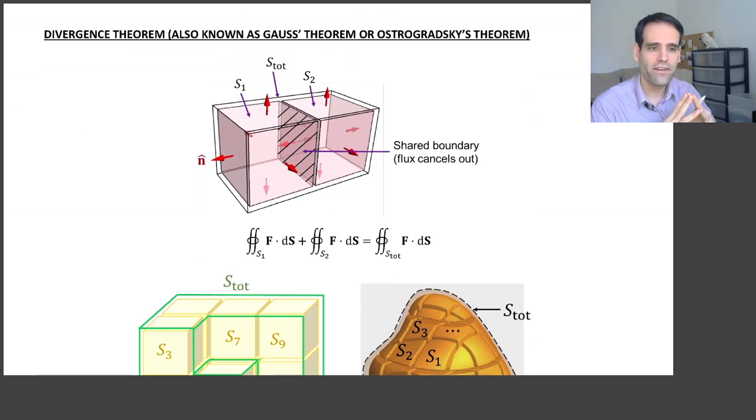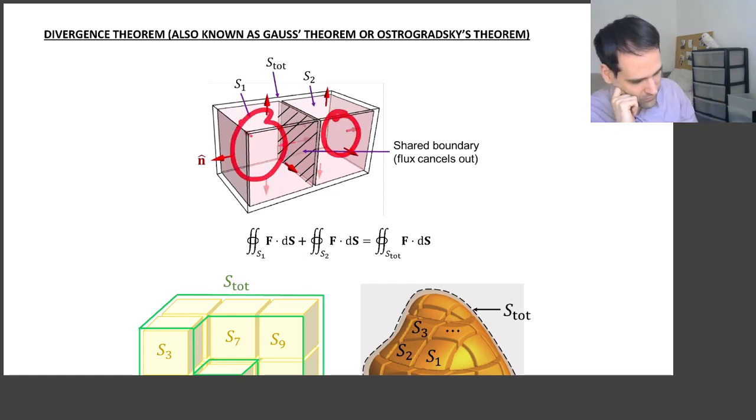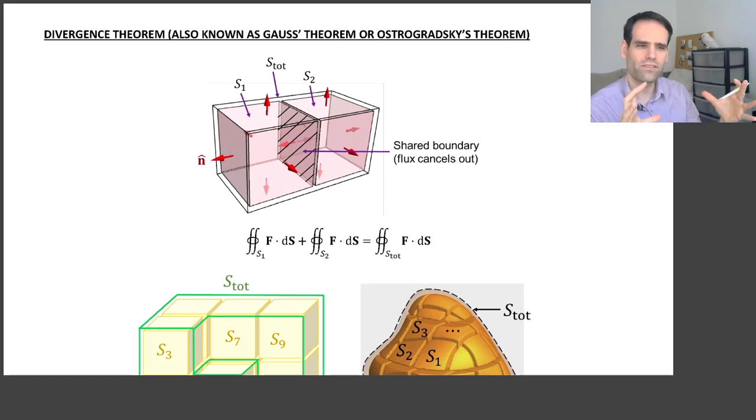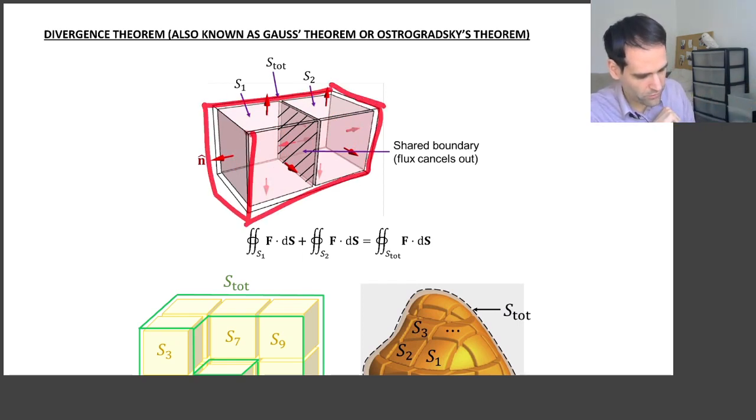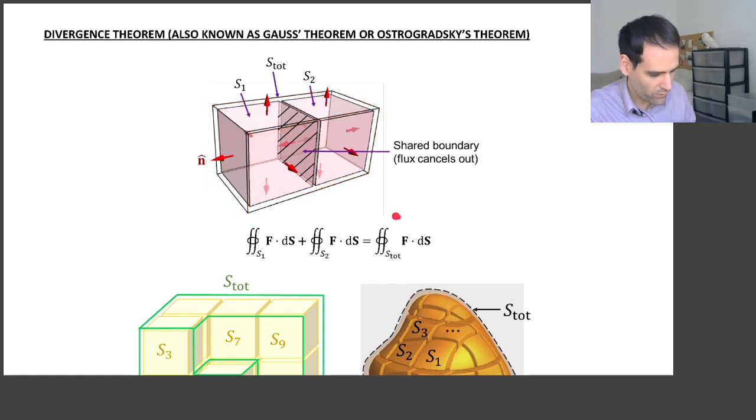The divergence theorem, also known as Gauss's theorem or Ostrogradsky's theorem, is actually very, very similar. Imagine you start with two cubes and you calculate the flux flowing out from these cubes. And now you create a bigger cube that encompasses both cubes. So it turns out that the total flux of the big cube is equal to the sum of the fluxes of the two small cubes.